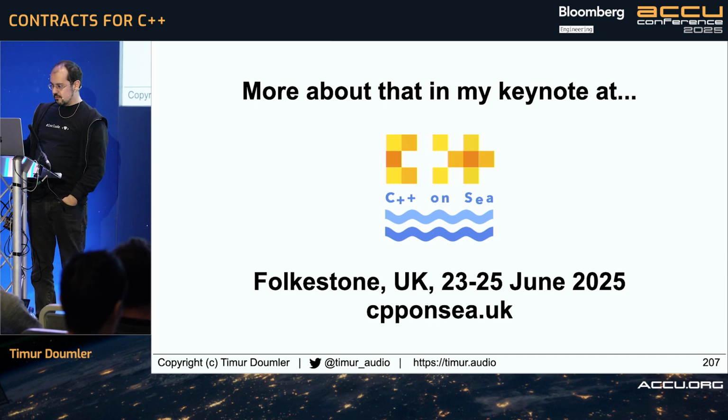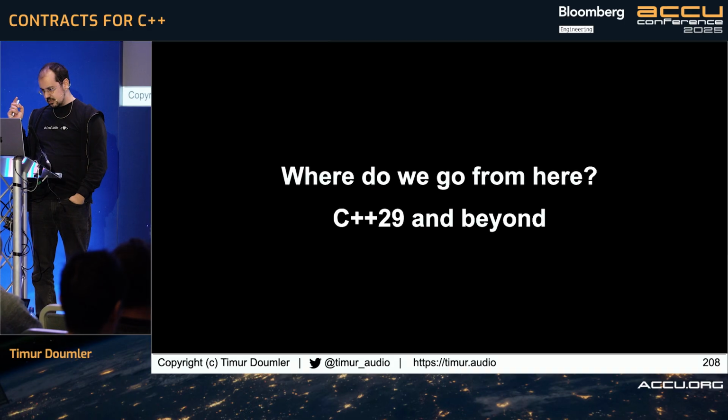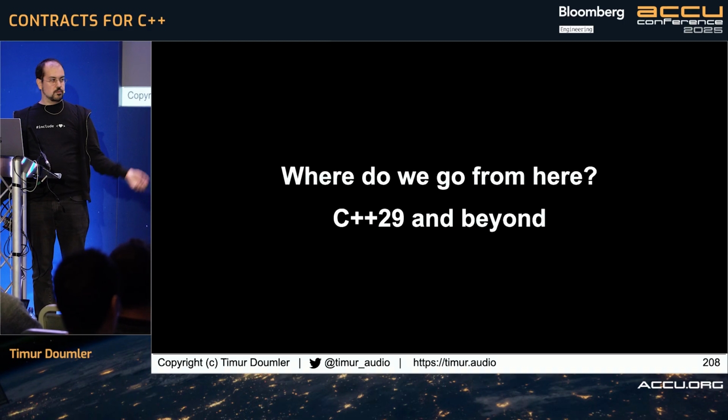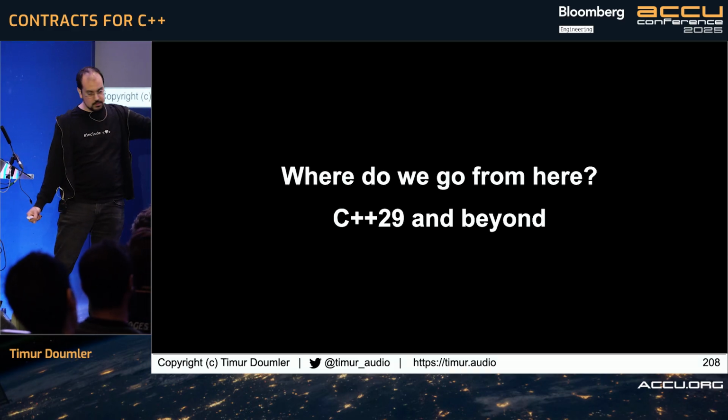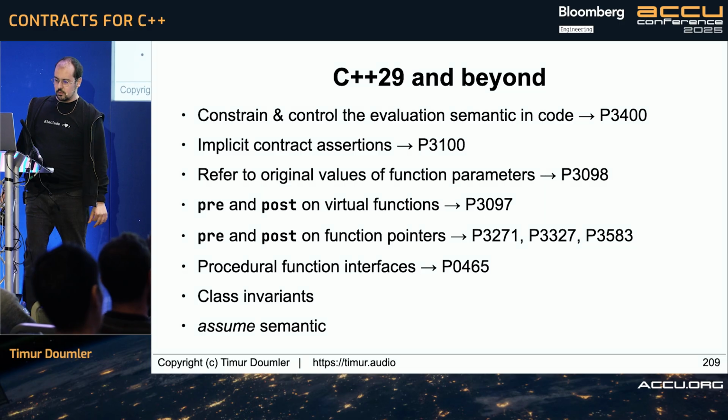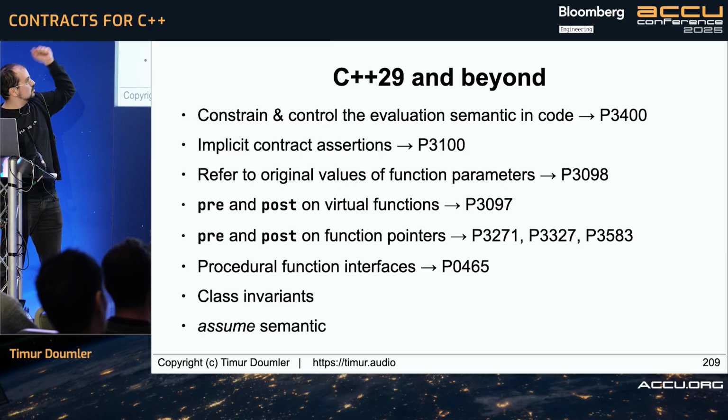Now I'm going to wrap this up. The last section I have here is, what do we do next? Where do we go from here? So we got this in C++26. Where do we go in C++29 and beyond? There's actually a bunch of stuff we want to do, ordered by how far along we already are with this. These are the things that we know we want to add.